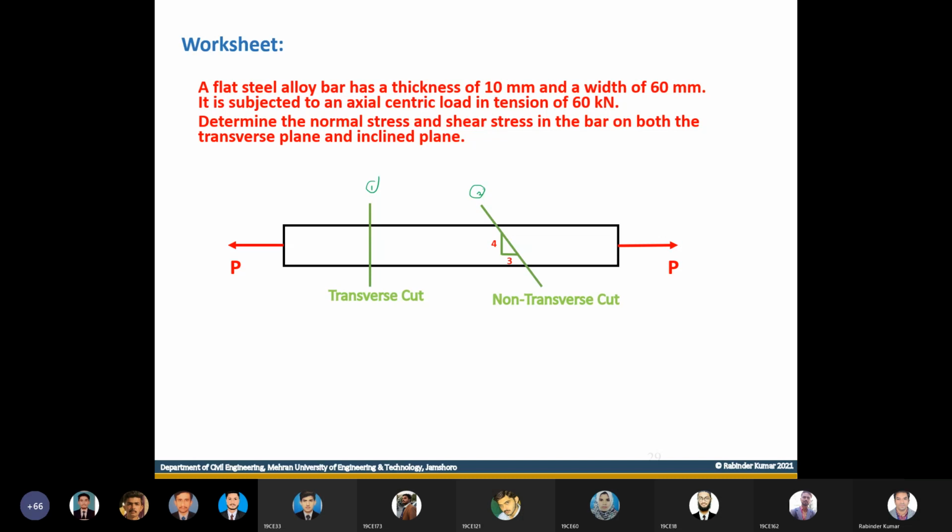1 K is equal to how many millimeter? One megapascal is equal to how many Newton per millimeter square? 121, I'm asking you. 1000 Newton per.